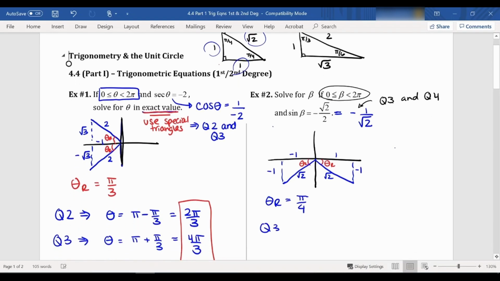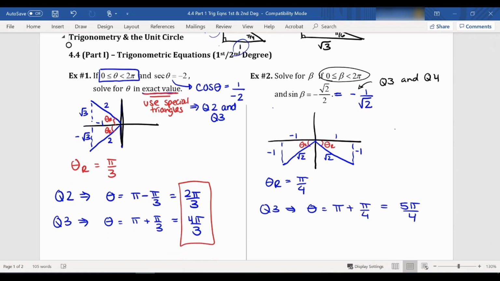In quadrant 3, our theta is pi plus pi over 4, which would give me 5 pi over 4. And a reminder that this would be if we were traveling from here to here. In quadrant 4, we would be traveling from our positive x-axis all the way around to that terminal arm there. And so in quadrant 4, this is going to be 2 pi minus pi over 4. I traveled just a little bit short of a full circle, and I was short by pi over 4, and this is 7 pi over 4.